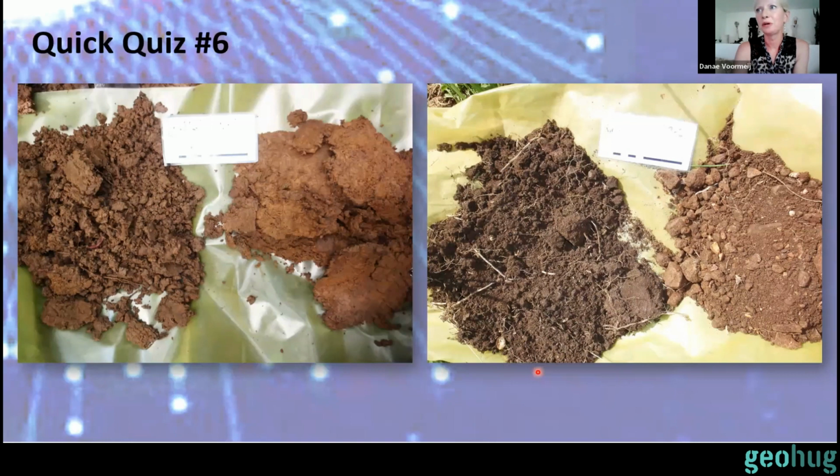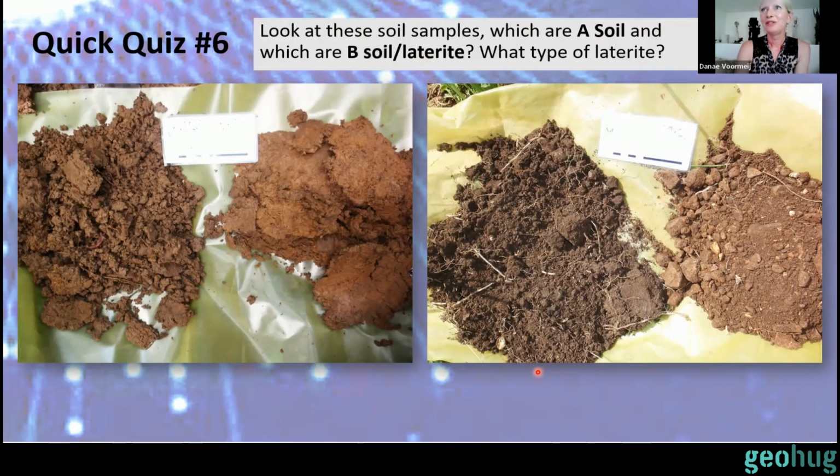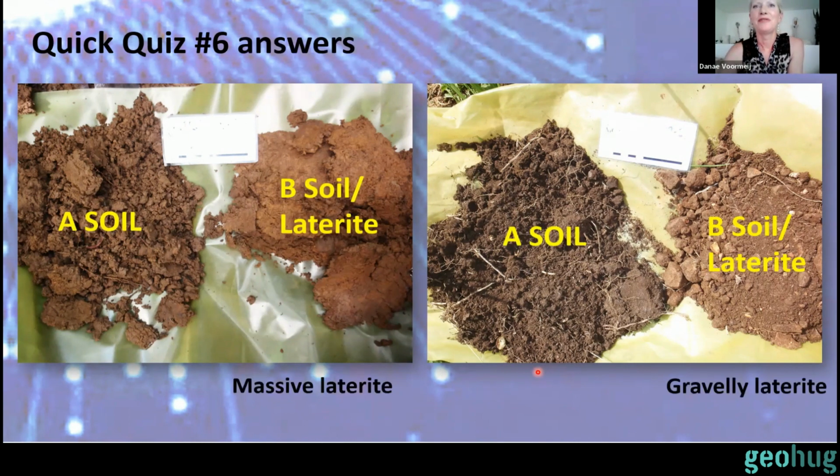So one last quick quiz to see if everybody's paying a lot of attention. Two sets of soil samples. What's your A soil, what's your B soil, and what type of laterite? So we have here our A soil with those fine hair-like roots, but it's a bit red, that happens. And here's massive laterite, good example of massive laterite. Here's classic A soil and your gravelly laterite with lithic fragments.